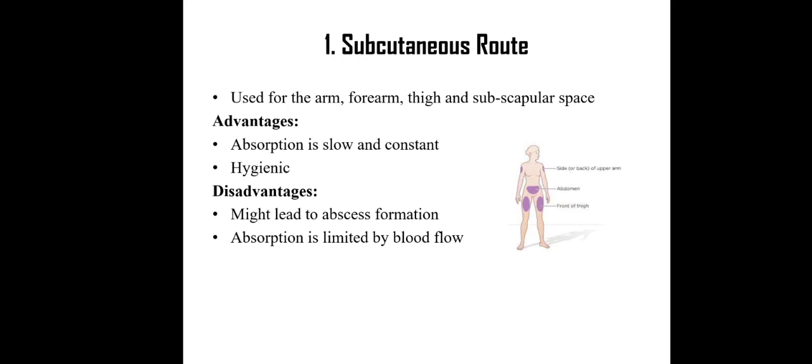Next is the subcutaneous route, which comes under the parenteral route. It might be used for the arms, forearms, thighs, and subscapular space sites to administer injections of medicines. Advantages: absorption is slow and constant, and it is hygienic. So, absorption of medicines is slow and constant. It is a hygienic way to administer medicines through the subcutaneous route.